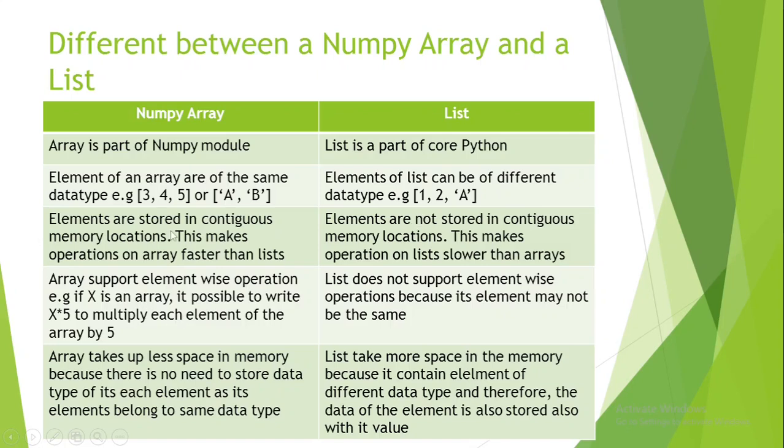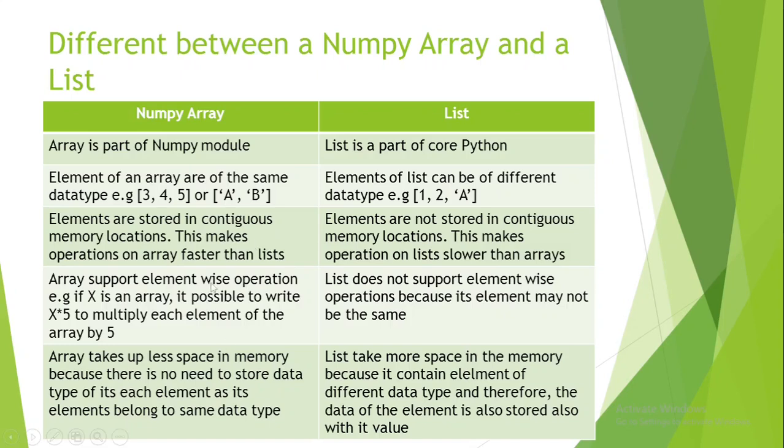Now, elements are stored in contiguous memory locations. This makes operations on an array faster than on a list. Because the elements are stored in contiguous memory locations, any operation we perform with an array is faster than when we operate with a list. Lists are not stored in contiguous memory locations, and this makes operations on lists slower than arrays. So our program will be slow working with lists compared to working with an array.